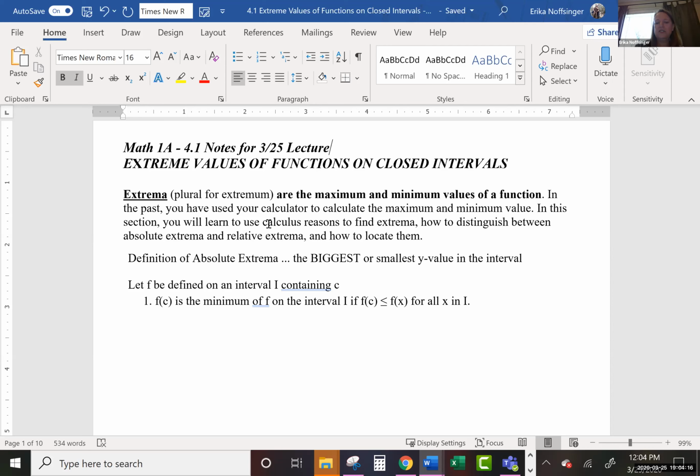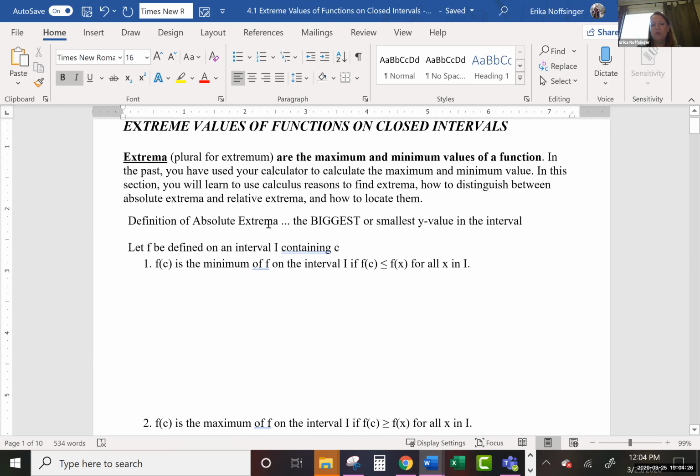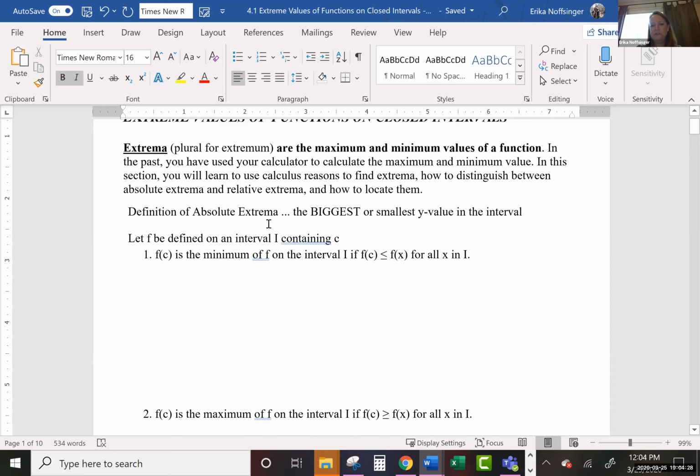Okay. So in other courses in the past, you've had to use a calculator or a graphing calculator to calculate max and mins of a function. Right now, we're learning tools of using calculus to find those extrema. And we're looking at how to distinguish between, is it an absolute or a relative, which also means a local, extrema.